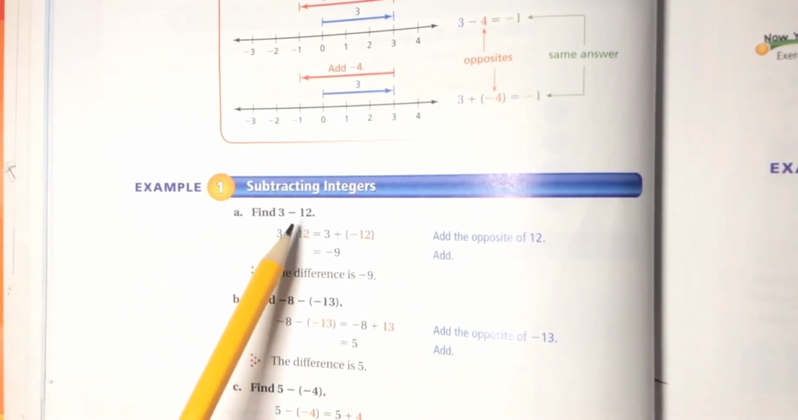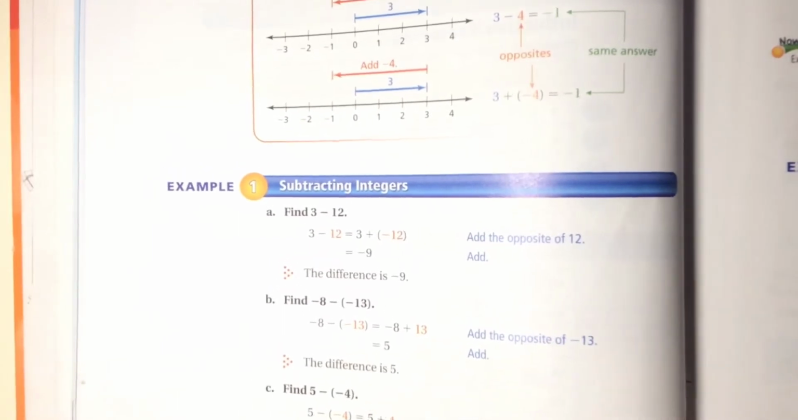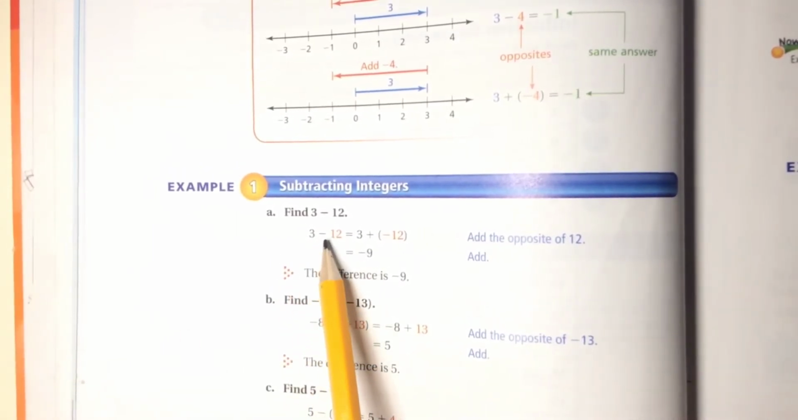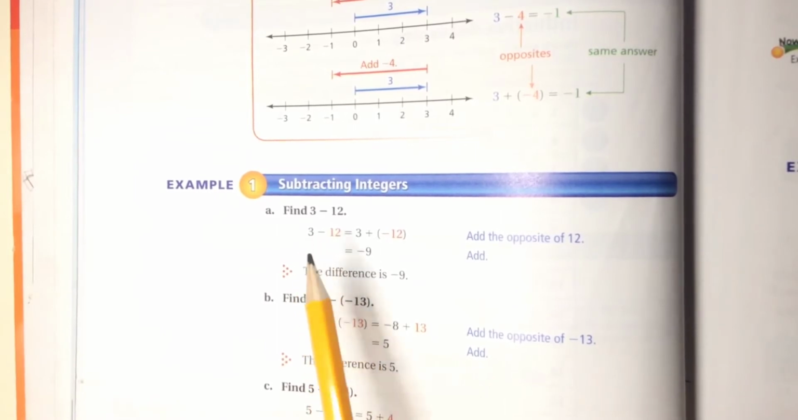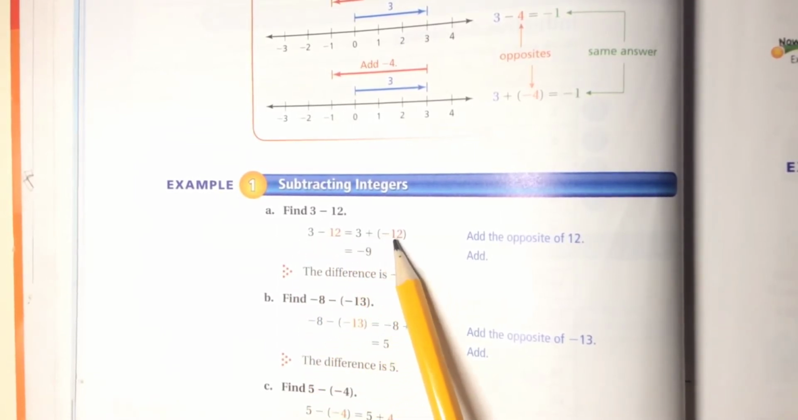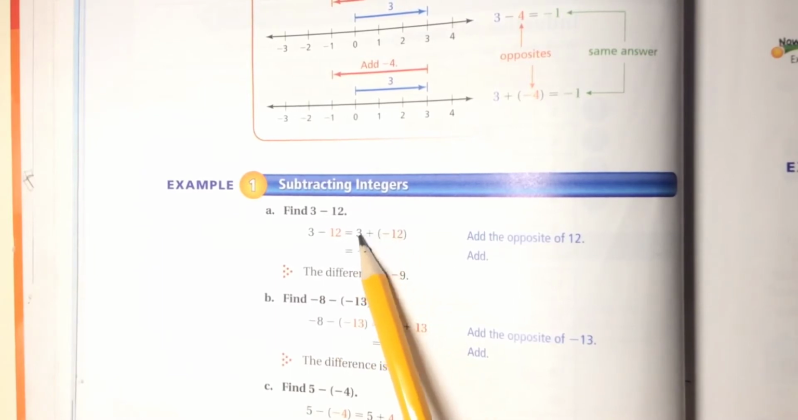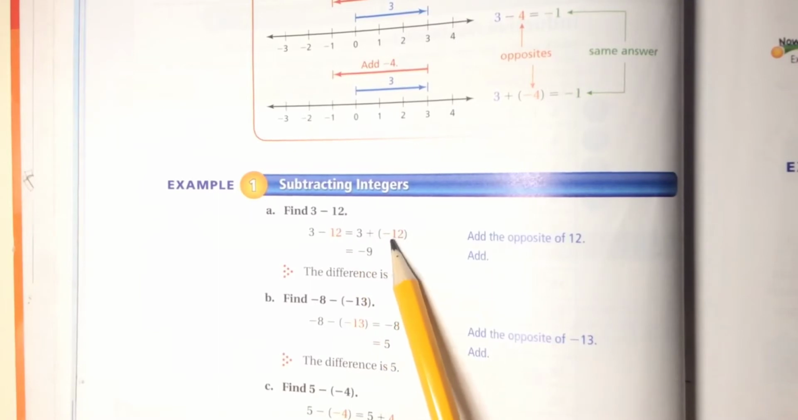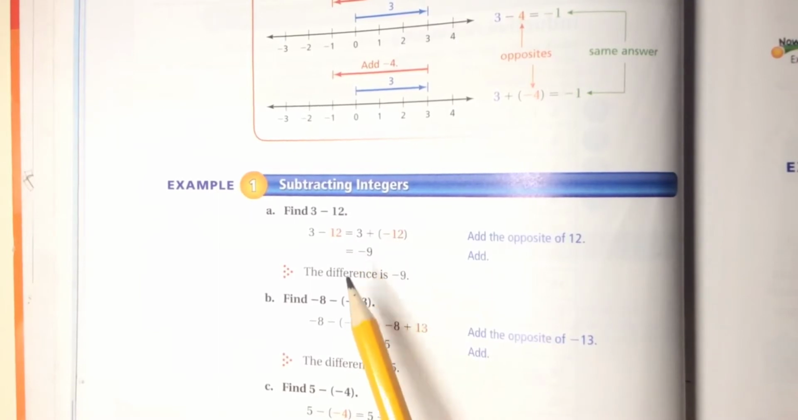Find 3 minus 12. And again, I'm going to look at that as combining 3 and a negative 12. So when I combine 3 and negative 12, I'm thinking of this. Different signs subtract, so I get 9. 12 take away 3 is 9. And I keep the sign of the 12 because it's got the larger absolute value, so negative 9.